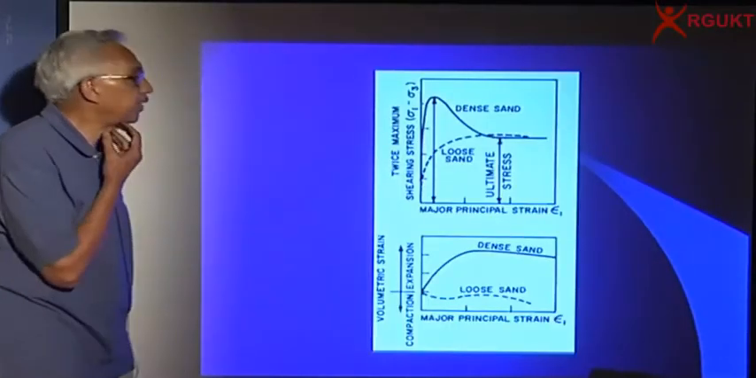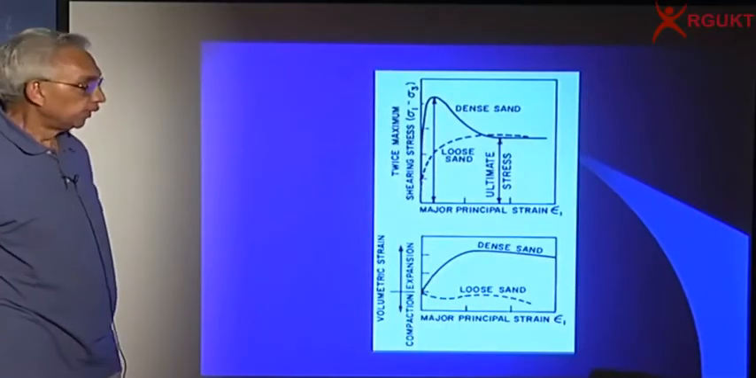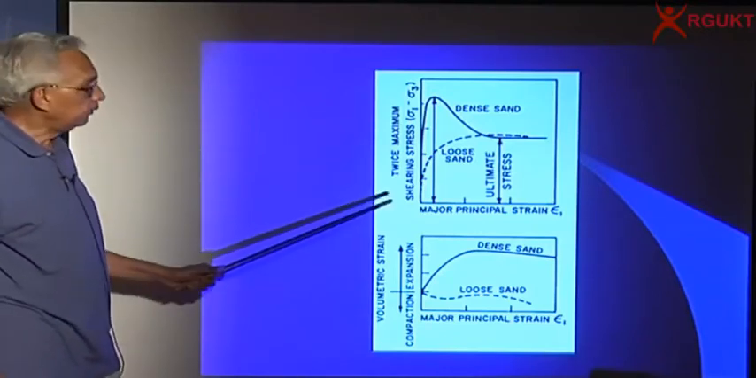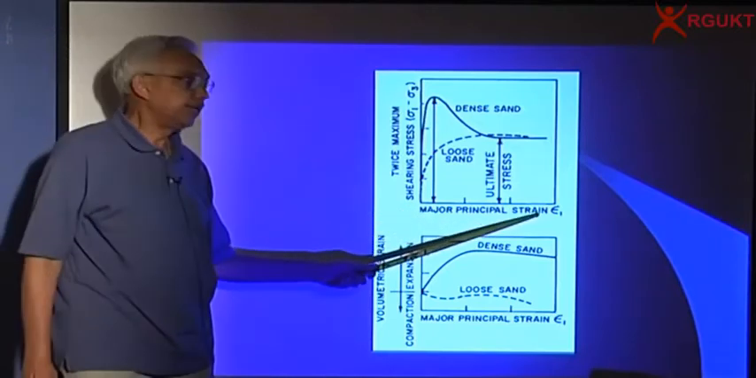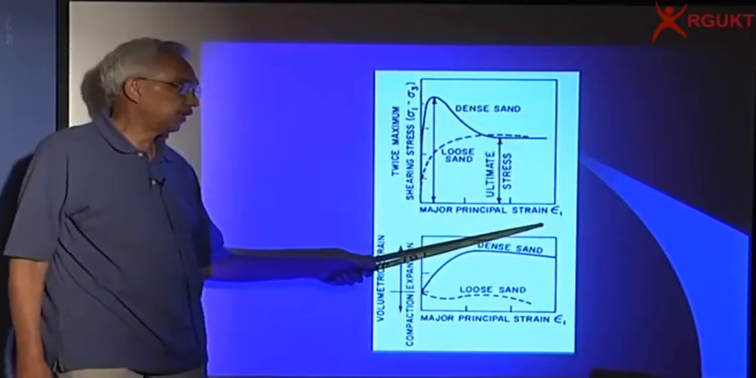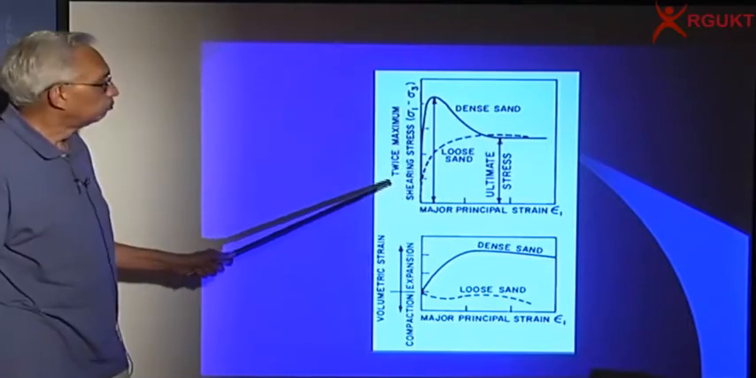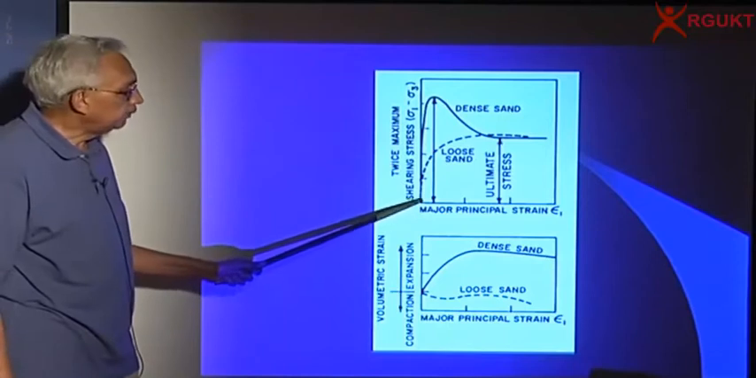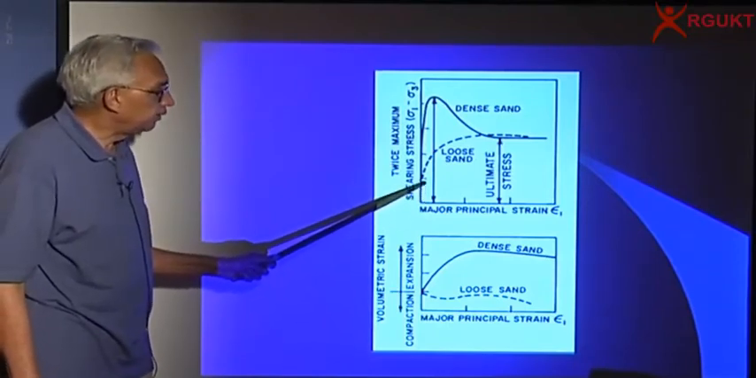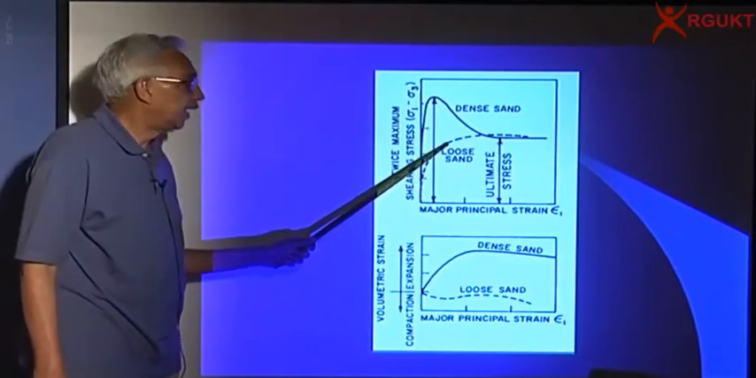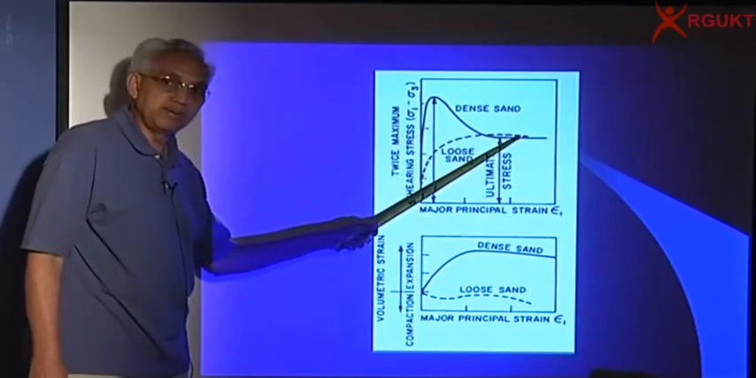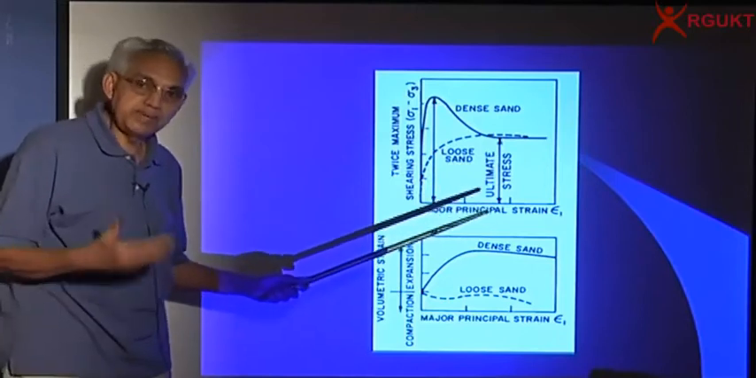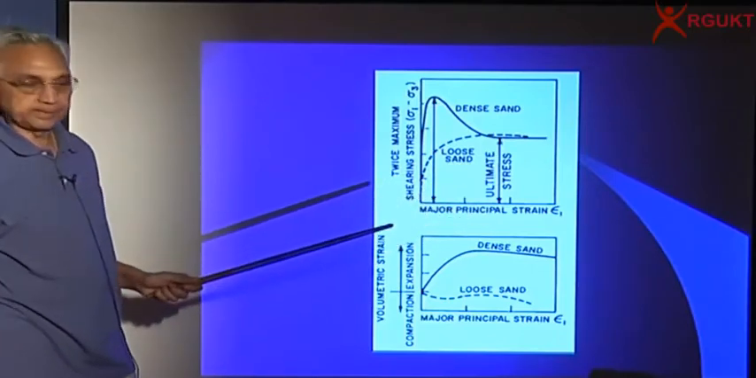Now if you look at the behavior, the two extremes are a loose sand and a dense sand. For a loose sand, I'm plotting against the major principal strain epsilon 1, which is vertical, and we are looking at the shear stress or the deviatoric stress. A loose sand will behave with gradual increase of stress and an asymptotic final value. You may get ultimate stress at relatively large strain of maybe 10%, 12%, etc.